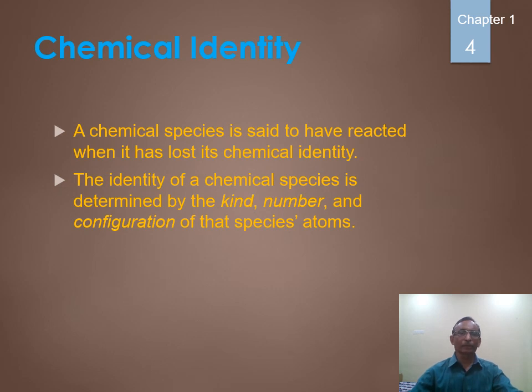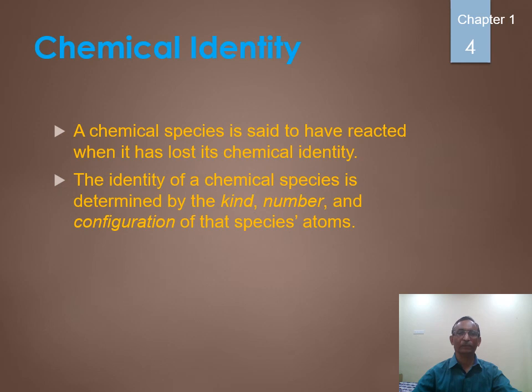Chemical identity, the definition of the one term. A chemical species is said to have reacted when it has lost its chemical identity. When any reactant is going to react inside the reactor, it is going to be consumed. So that particular component is called the species. You have to remember the word species.